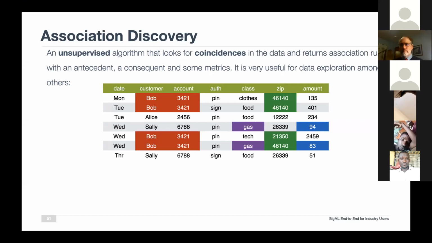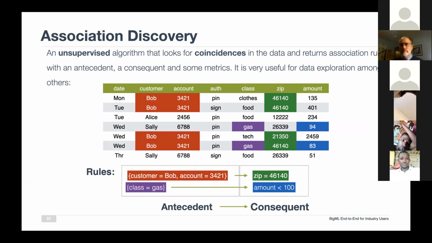Association discovery is another unsupervised method in BigML, and it looks for coincidences in data. The results are association rules with an antecedent and a consequent. In general, it's very useful for data exploration and can have other utilities.